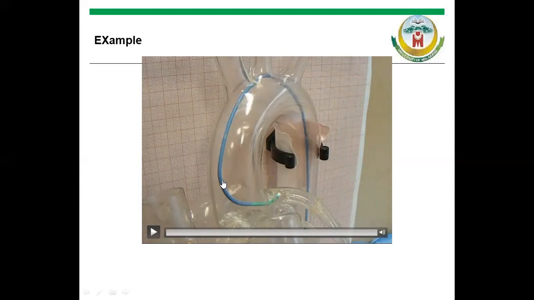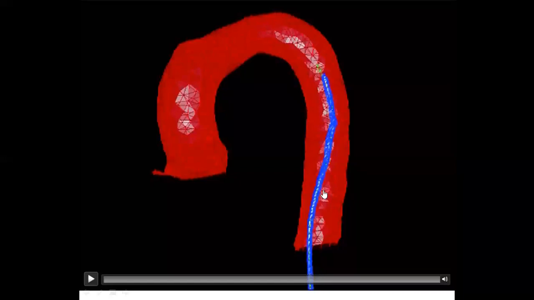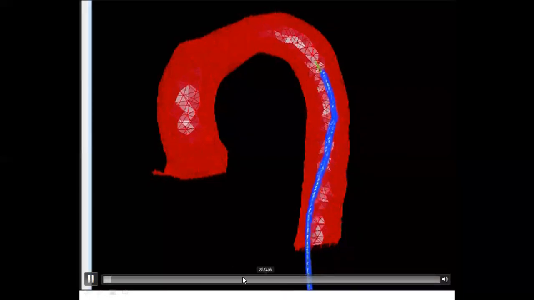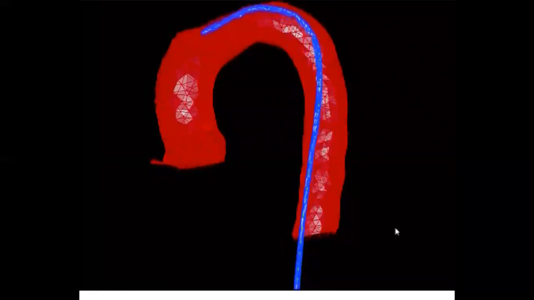Now, in the next example, we can consider all the instruments as virtual instruments. For example, this red object is the artery, and this blue object is the wire which we are using in this procedure. And we can use computer programming to demonstrate this whole procedure.